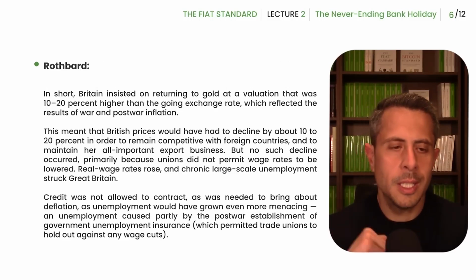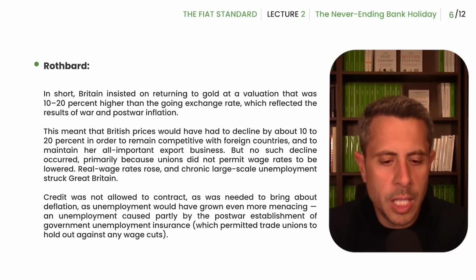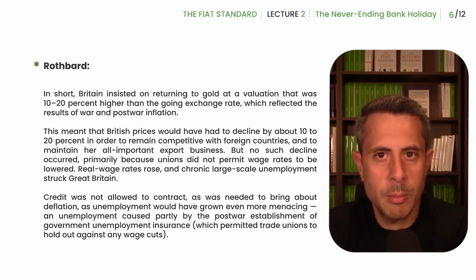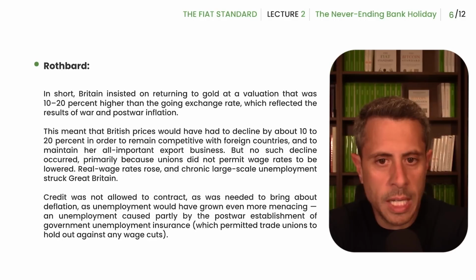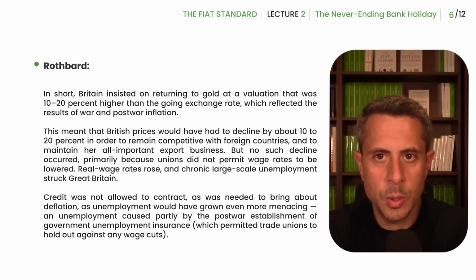And Rothbard gives us a very good explanation of what happened. Rothbard, in America's Great Depression, which is a very important book that I highly recommend reading, says essentially, in short, Britain insisted on returning to gold at a valuation that was 10 to 20% higher than the going exchange rate, which reflected the results of war and post-war inflation.